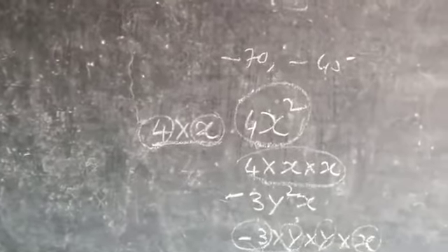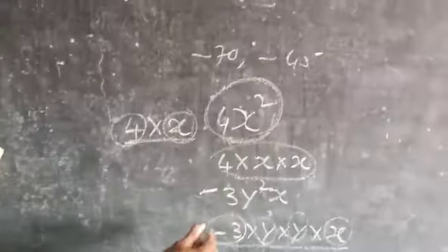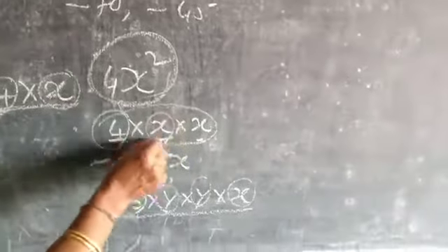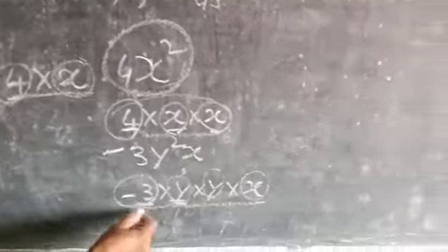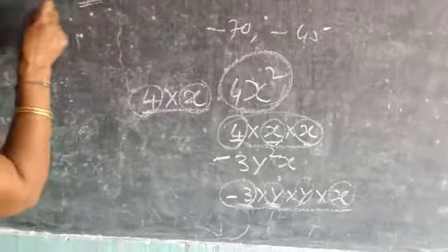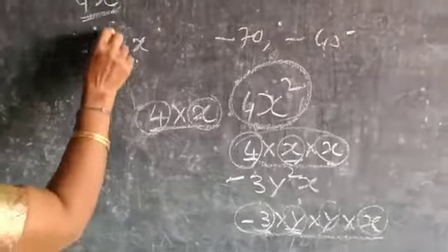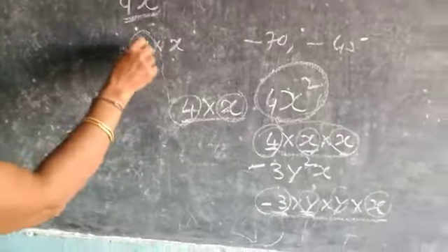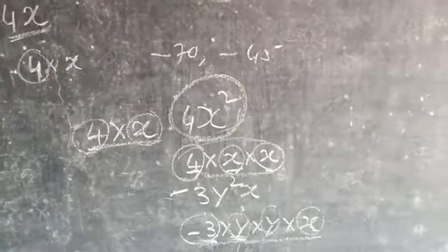One of these factors may be numerical or variable. Suppose 4x square is there. What are the factors? 4 into x into x, and 4 is the numerical factor, and x is the variable factor. Suppose the question is, what is the coefficient of 4x? 4 is the coefficient of x. This is the numerical coefficient. Do you understand?